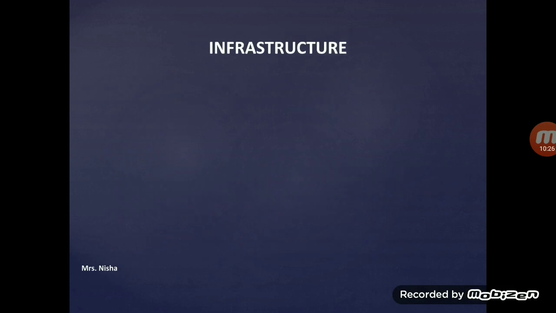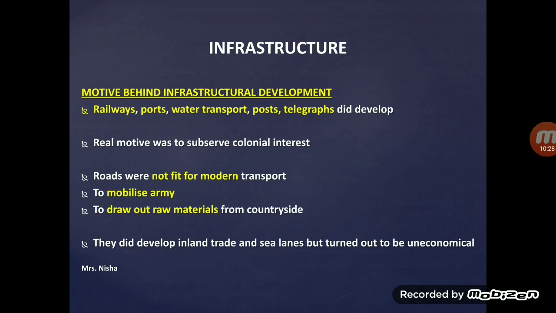Now, let's talk about infrastructure. This is the only sector where we can see some positive development which took place during British rule. But we must mention that the motive behind this infrastructure development was actually to serve colonial interest. We can say infrastructure is a kind of support system. It supports the major sectors of the economy, like railways, port, water transport, post, telegraph, etc.